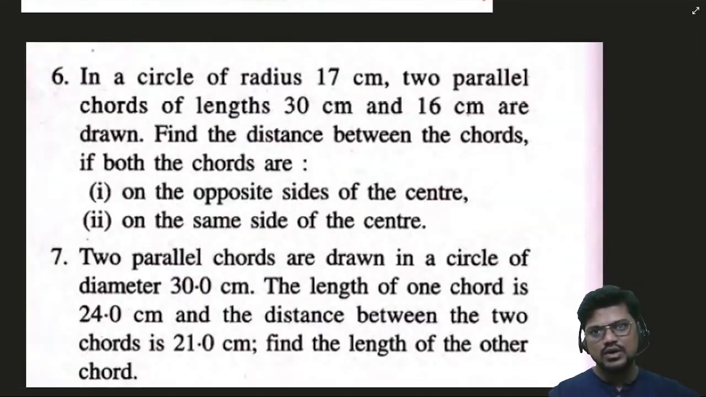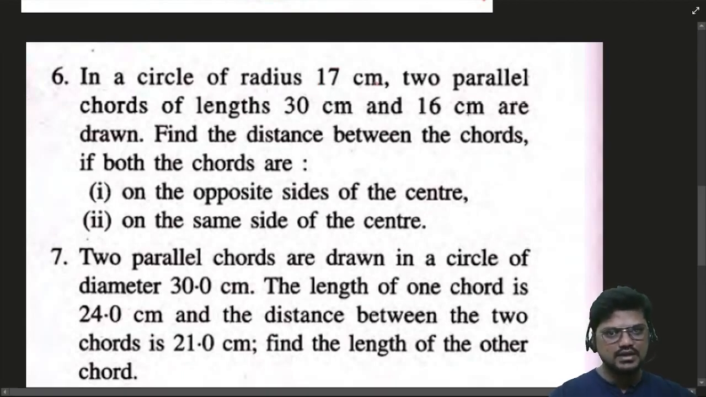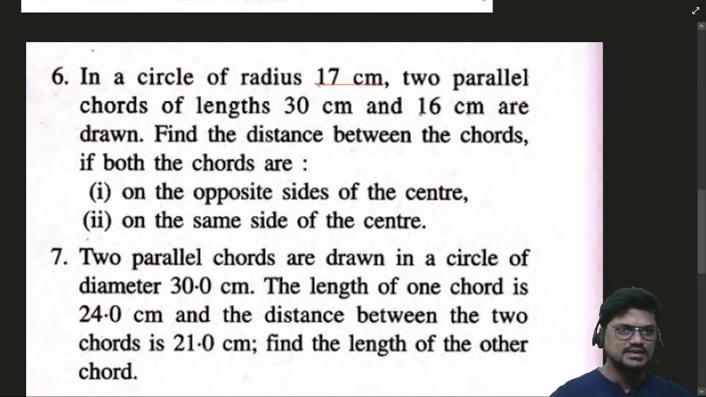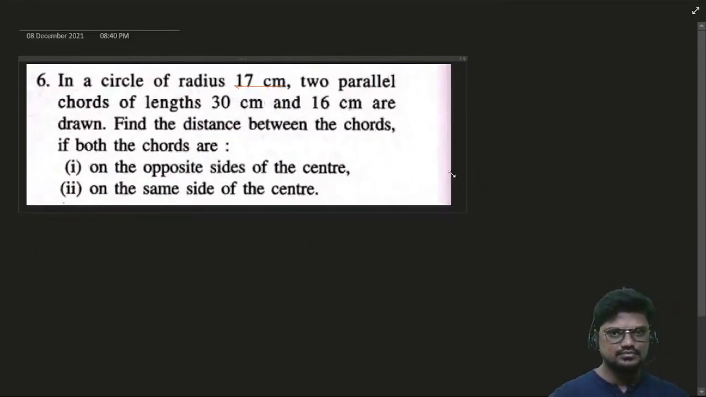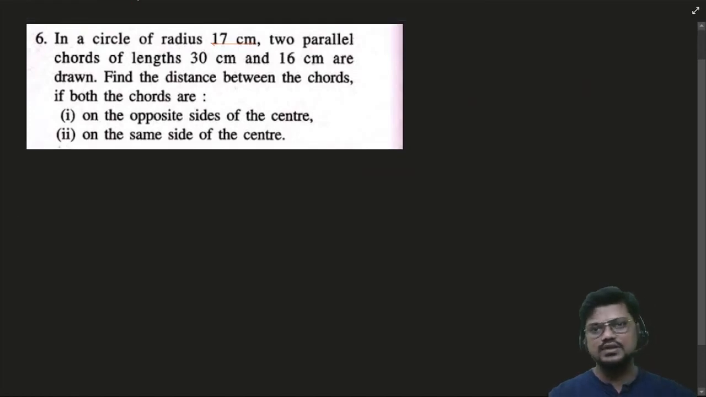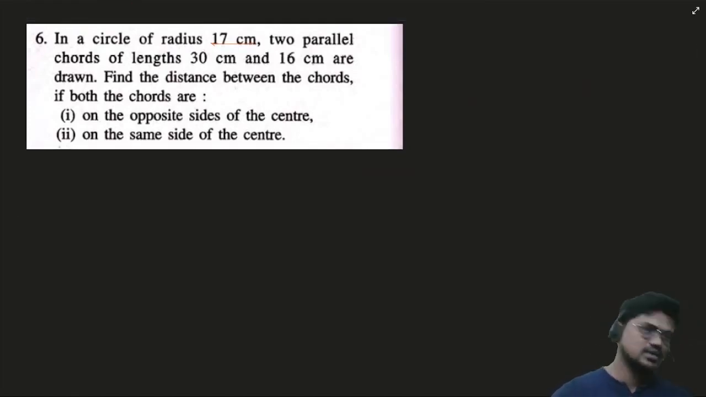Now over here, what you have is: in a circle of radius 17 centimeter, two parallel chords of length this and this are drawn. Find the distance between the chords if both the chords are on the opposite sides of the center or on the same side of the center. I will solve this question. What they have given, sir? Can we try? Okay, try it.